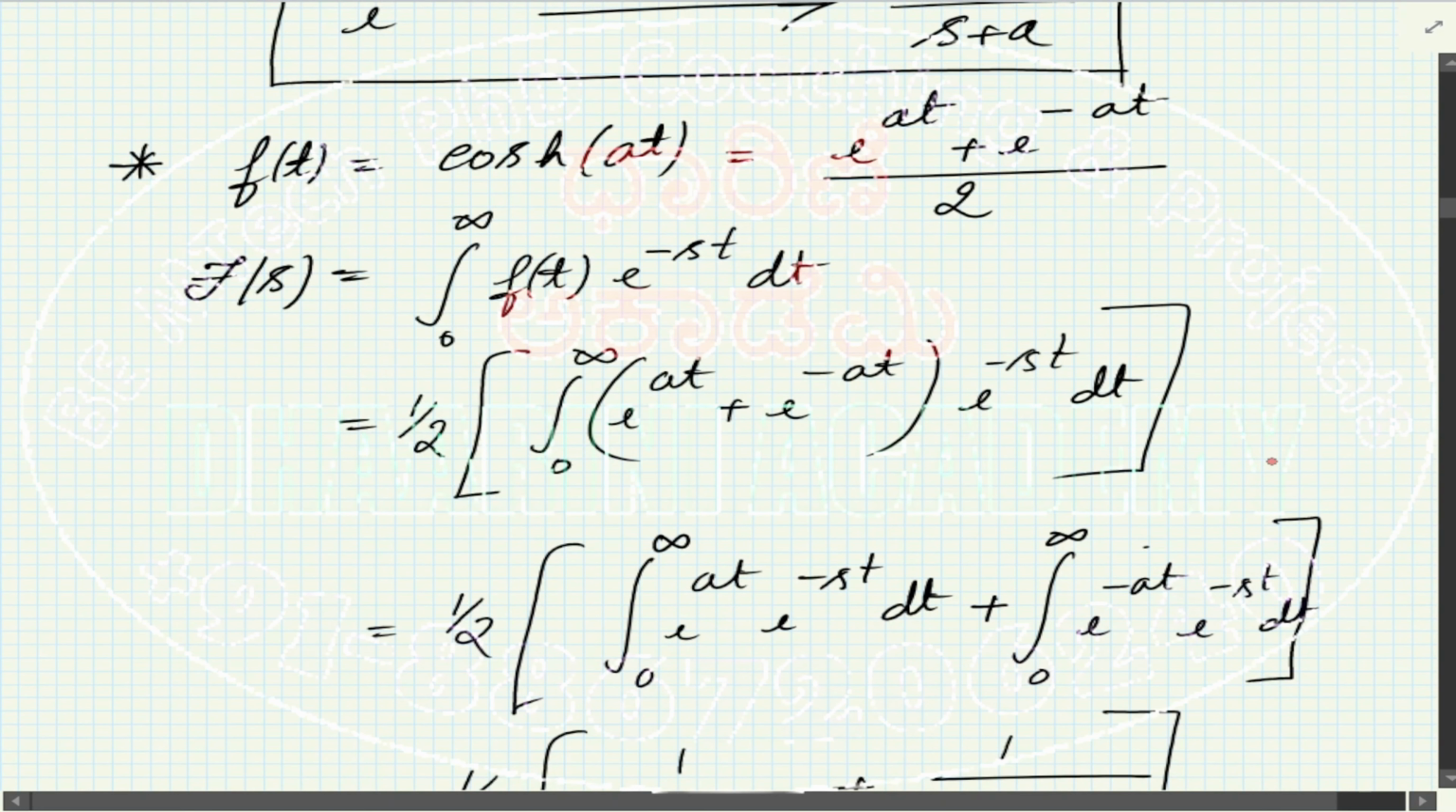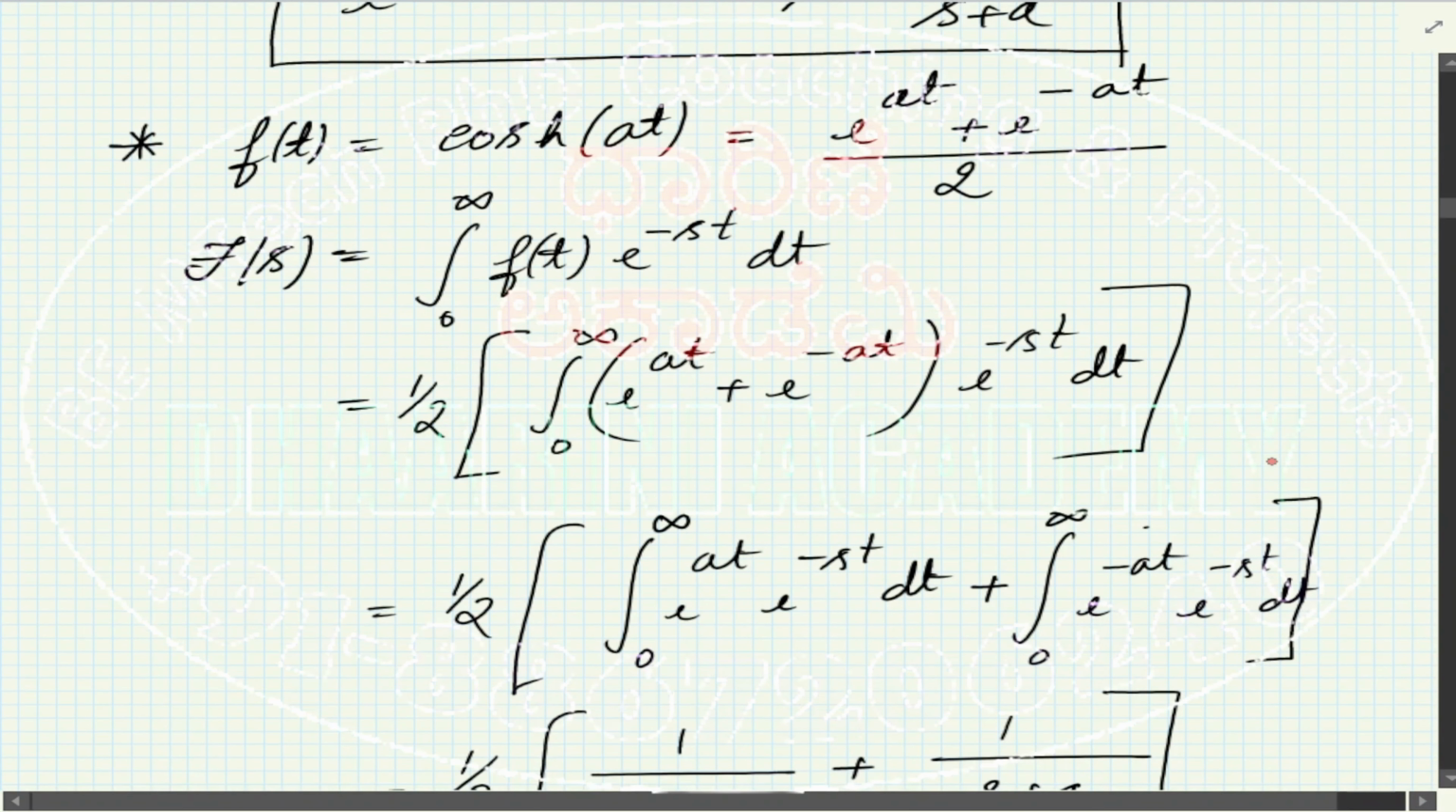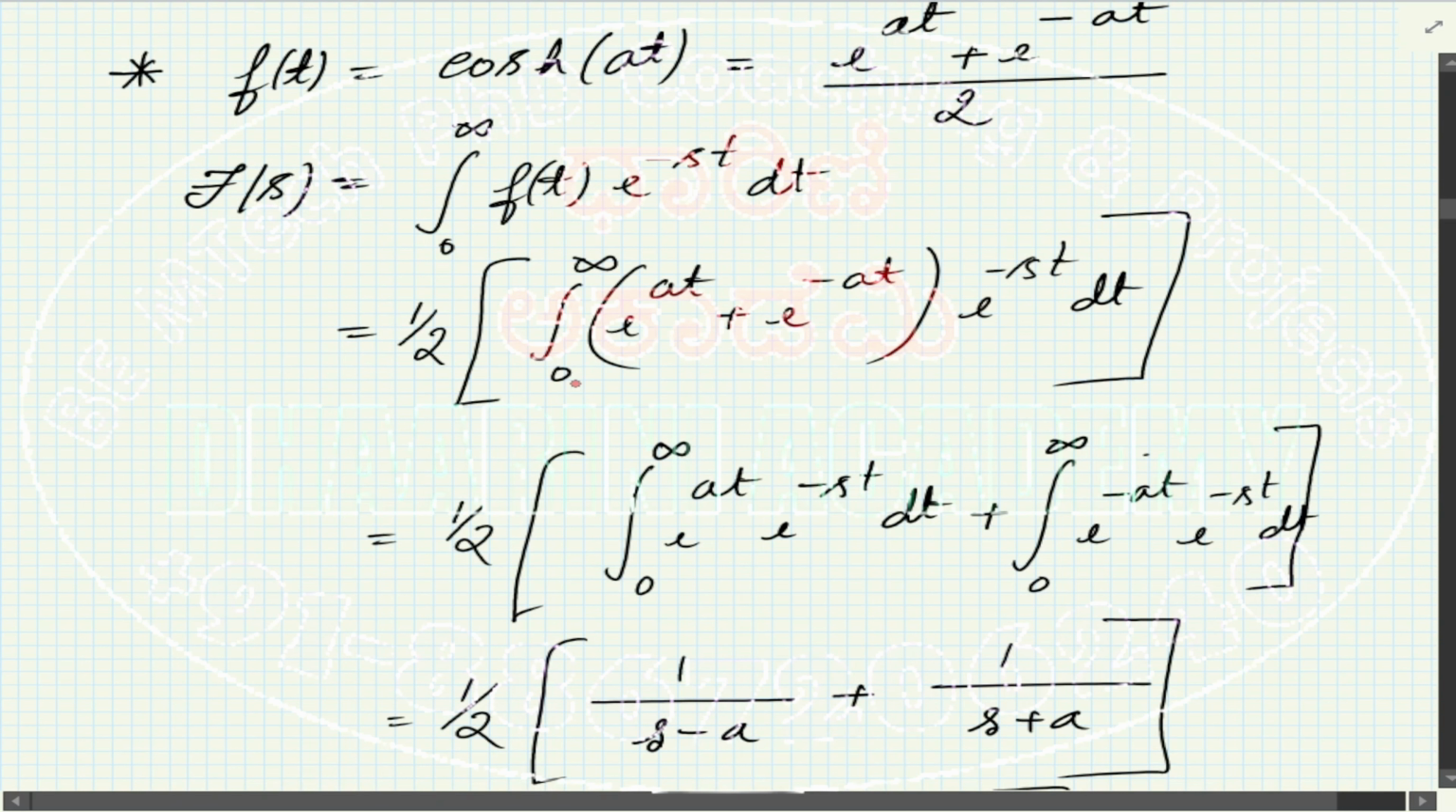So this is the example for that. If the function is cos hyperbolic of at, we know that cos hyperbolic function can be represented as e to the at plus e to the minus at by 2. So what we do, instead of f of t, we'll write e to the at and e to the minus at. We'll take the 1 by 2 out because it is a constant.